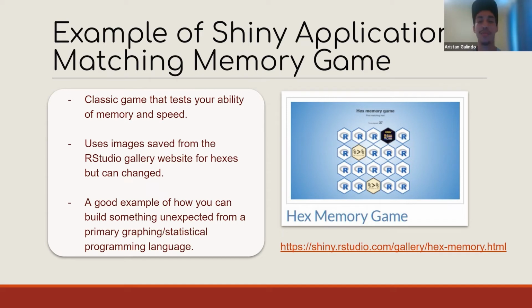So another example of a Shiny application is going to be the matching memory game. This is a classic game that tests your ability of memory and speed, where you are going to flip over the hex tiles one at a time for a max of 2 in order to see if they match. And if they don't, you're just going to repeat the process until you find all 10 matches. The images that you see here are saved from the RStudio gallery website, but they can be changed if you visit the URL code on the bottom right that you see there. And that's where you can also find the source code and even import the project into your own RStudio account.